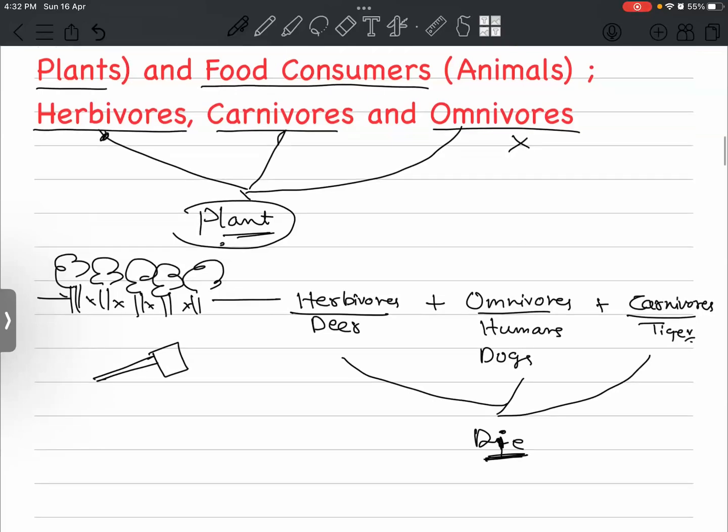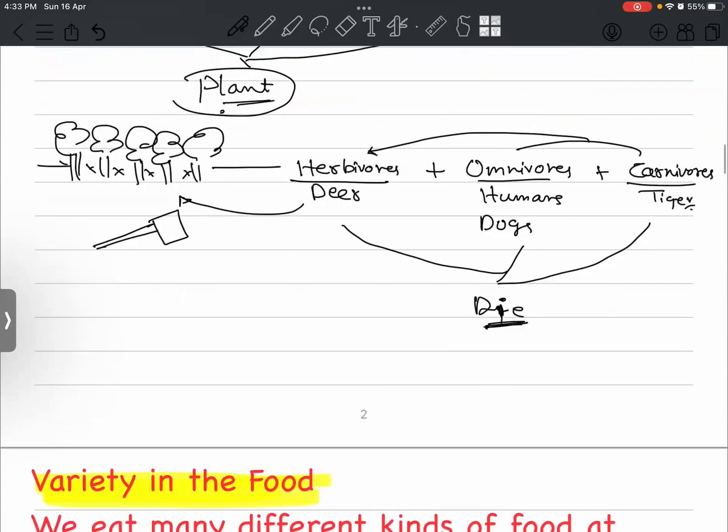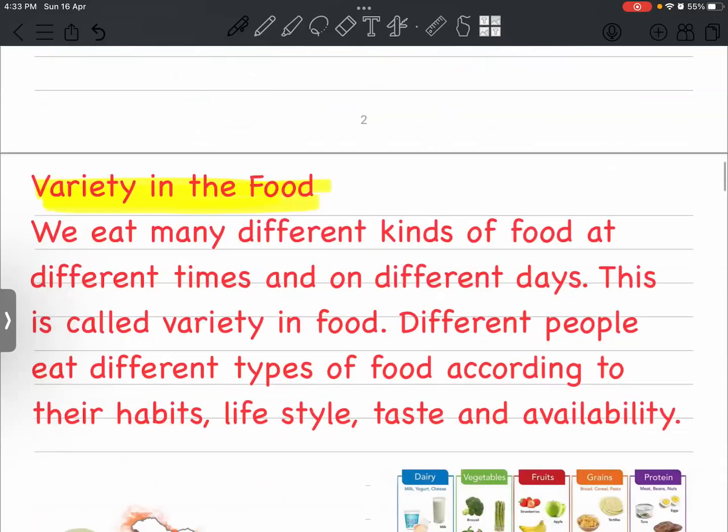Because the survival of herbivores is directly dependent on the plant. The survival of omnivores is dependent on the survival of the herbivores and the forest as well. And since carnivores eat omnivorous and herbivorous animals both, if there will be no herbivore and no omnivores, then the carnivorous animals will also not survive. Okay, I hope it's clear.